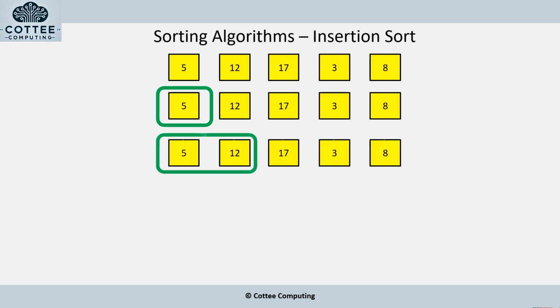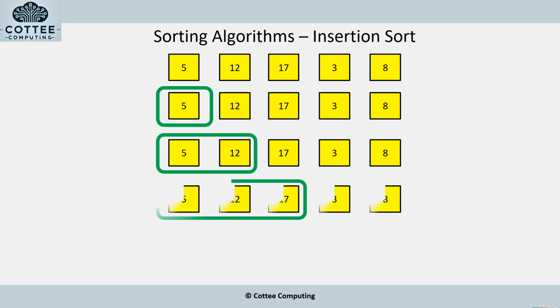We then get number 12, and we insert number 12 into the correct place in our sorted list. So it goes next to our 5. So now we've got 5 and 12 sorted. We again look at 17. 17 is placed into the correct place, so therefore it is next to the 12. So we've got 5, 12 and 17 now sorted. You can see that I've highlighted them quite clearly.